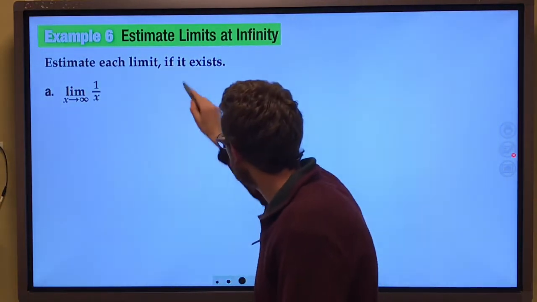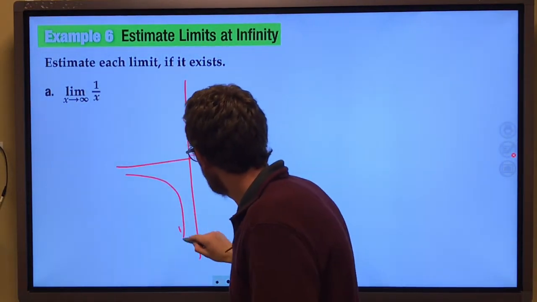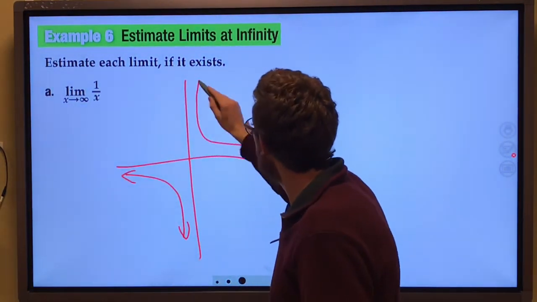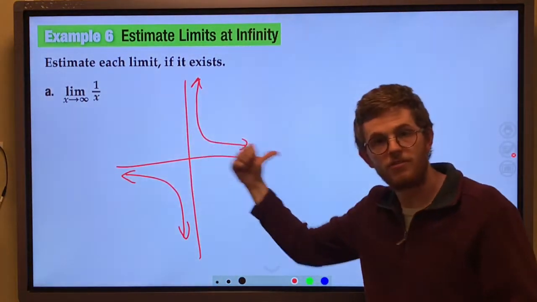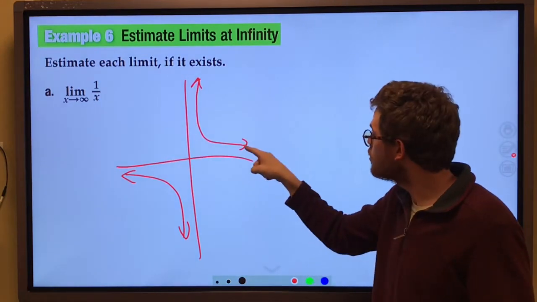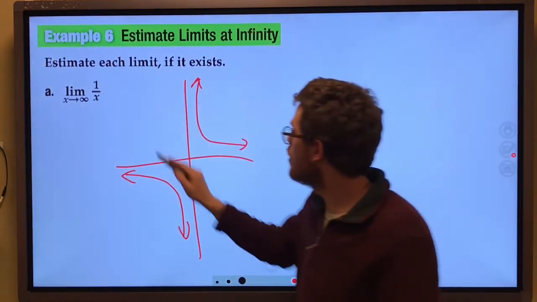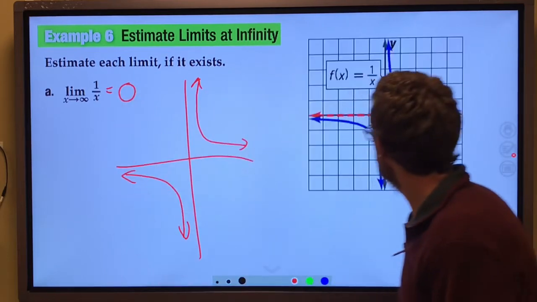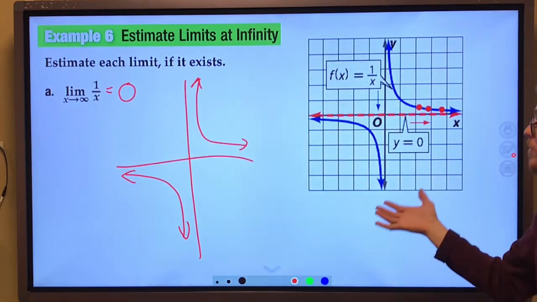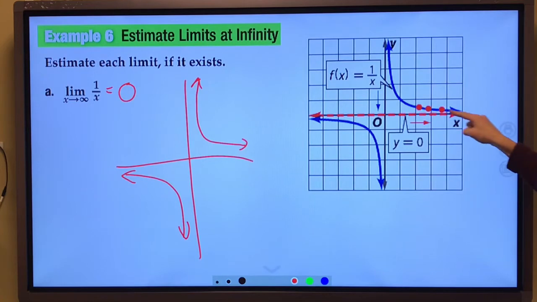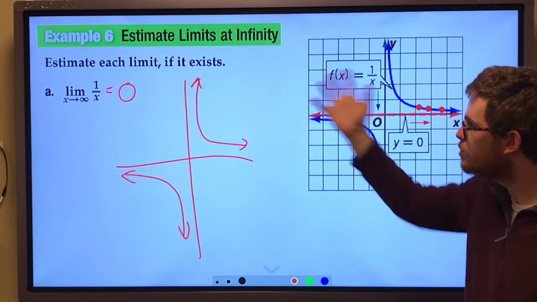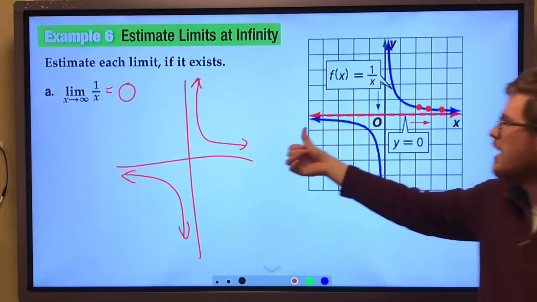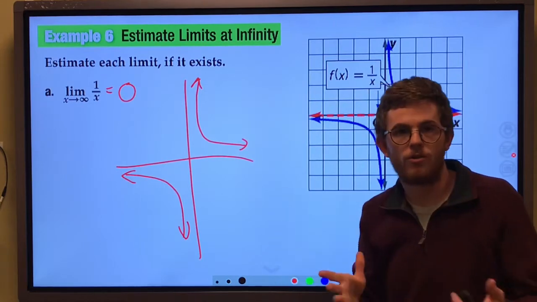We know that function looks like this, right? We know that graph, 1 over x. And as x goes to positive infinity, our outputs are getting closer and closer to 0. Here's a better drawn graph. That's what we expected. As x goes to positive infinity, the outputs are getting closer and closer to 0.